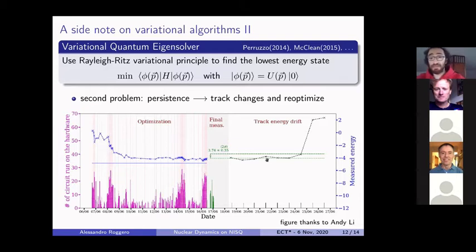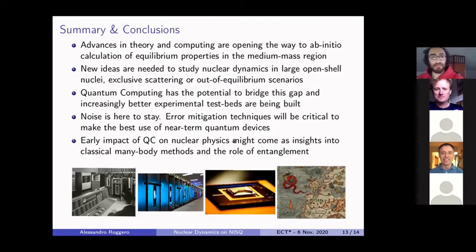Okay, so I'm getting very close to the end. Let me just flash the summary conclusions. I briefly told you at the beginning that advances in computing are allowing us to compute static properties of medium mass nuclei relatively reliably right now. However, computing dynamical properties is still very complicated, and we need new ideas. Quantum computing has the potential to bridge the gap and allow us to explore this new physics.